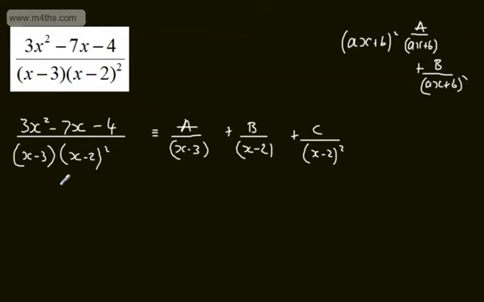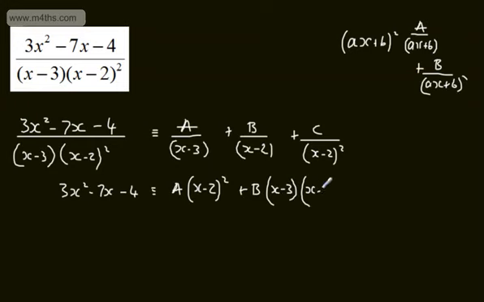Okay, let's multiply through. 3x squared minus 7x minus 4, and then on the right hand side for our identity, x minus 3 is going to drop off, x minus 2 all squared, plus b, x minus 2 will drop off, so we'll still have 1x minus 2, and we'll have the x minus 3. So x minus 3, x minus 2. So simply now cancelling the common factors. Plus c, x minus 3.